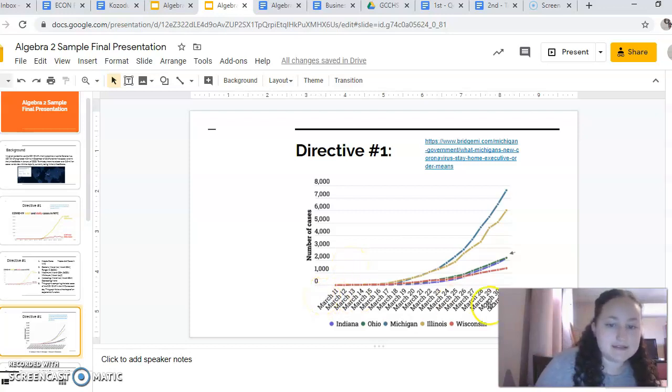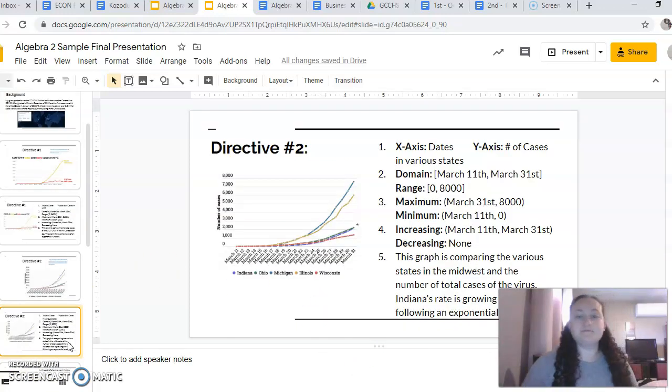This graph's different, has different dates, and is comparing different cities and different cases, okay? And then you're doing the same thing: x-axis, y-axis, domain, range. Notice this domain's different. It starts at March 11th and goes to March 31st. The cases, the range, starts at 0 and goes only to 8,000, okay? So you might have to change a couple of things.